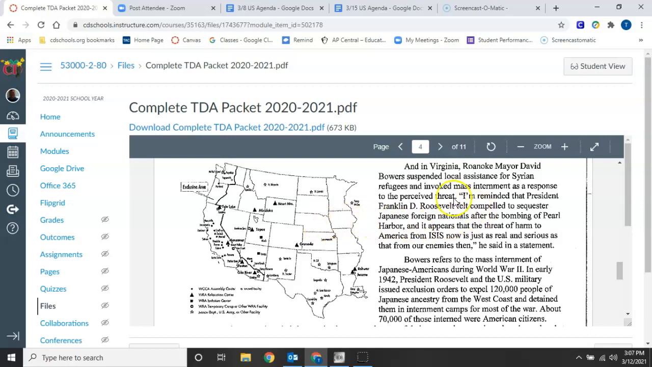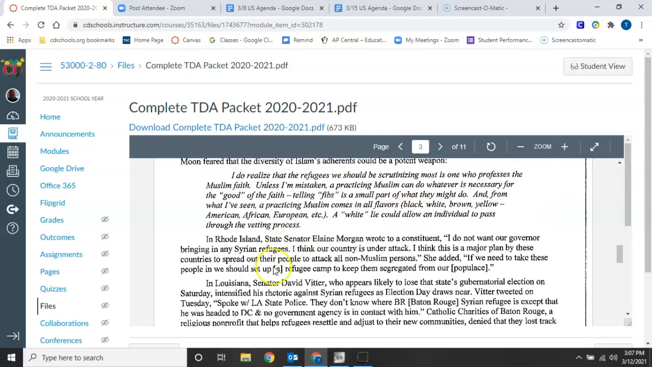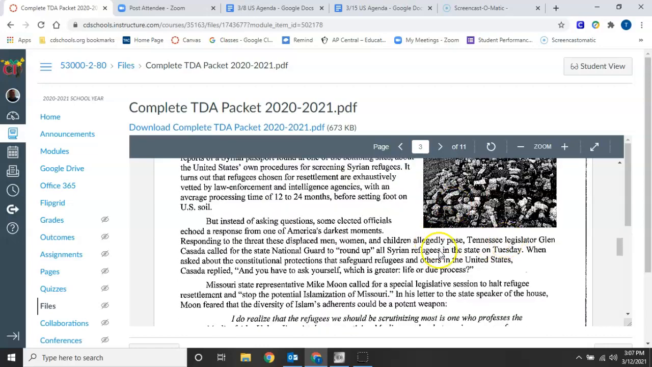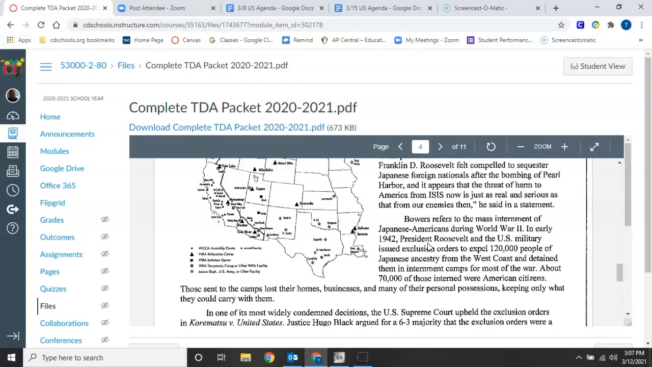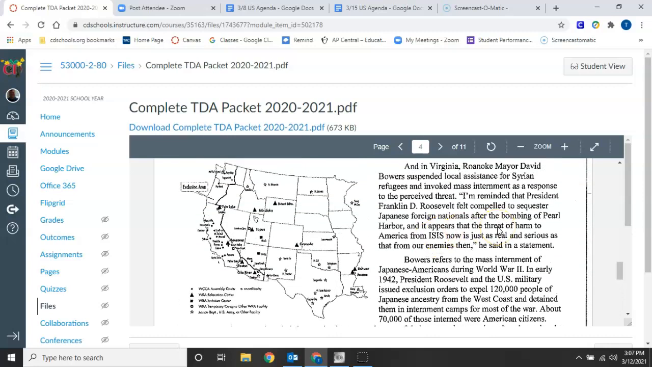Well, these politicians, from Louisiana, Virginia, Rhode Island, here's Missouri, and then you have Tennessee. You have all these individuals now using Japanese internment as the excuse as to why we should intern refugees coming from Syria in the wake of the attacks from ISIS in Paris.